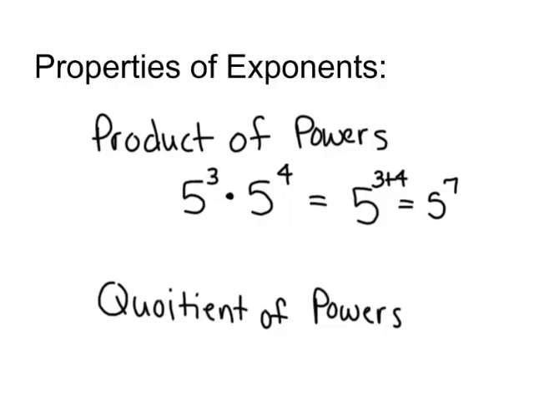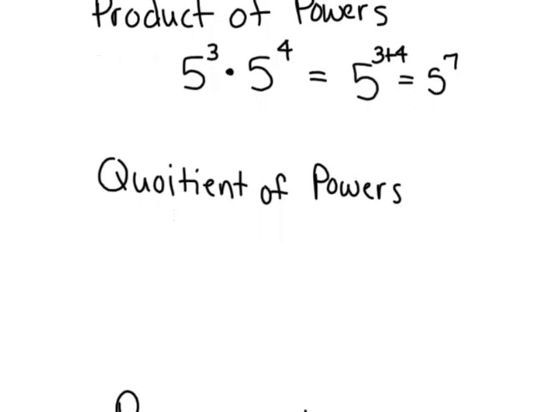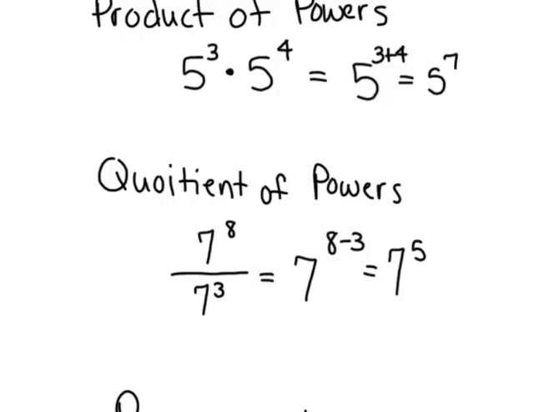Okay? When I talk about quotient of powers, same thing. What about 7 to the 8th divided by 7 to the 3rd? So I'm going to keep the base the same. And when we use quotient or division, we're going to subtract the powers. 8 minus 3, that equals 7 to the 5th.